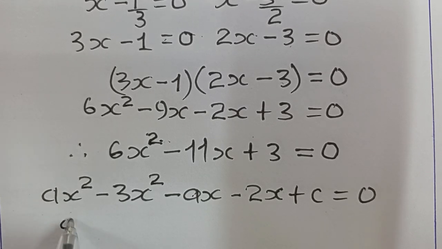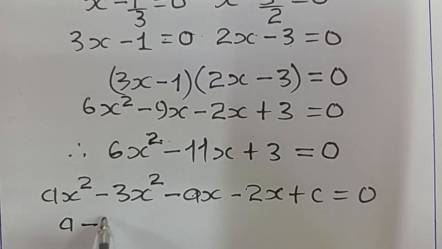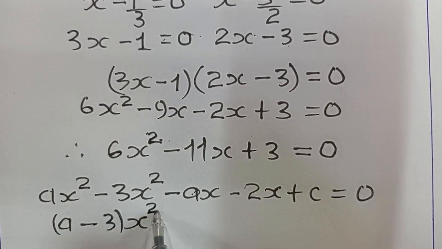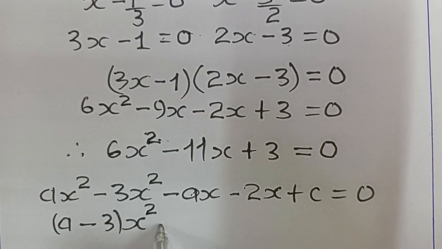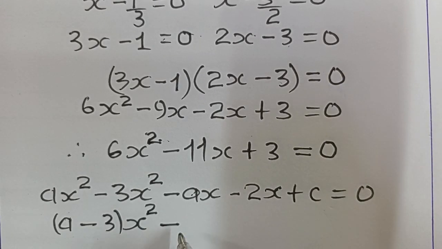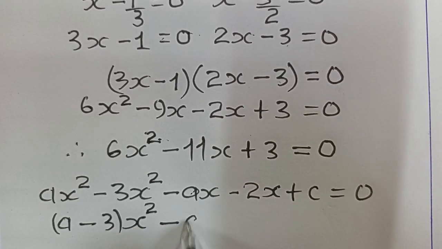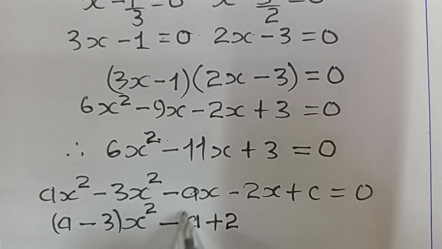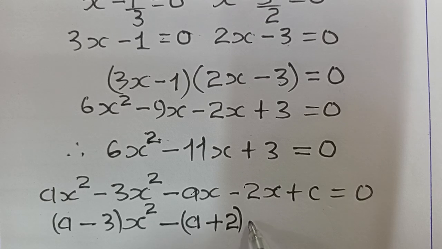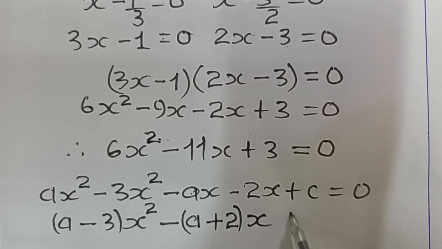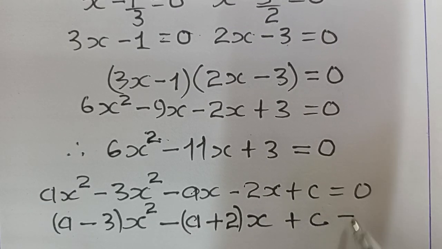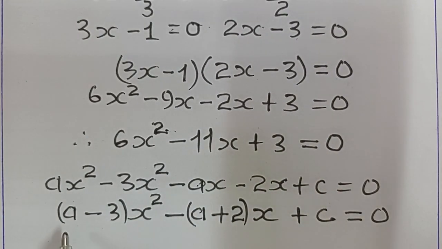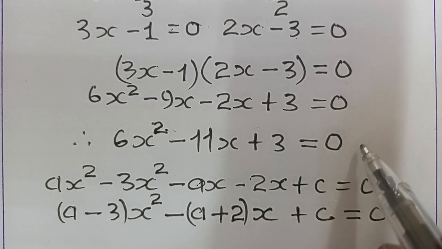This one gives me a minus 3. And here we have x squared. And for this other one, we have minus, now this one will give me a. This is now going to be plus 2. And the reason we put a bracket there. Then we have x, now plus c. This gives us 0.